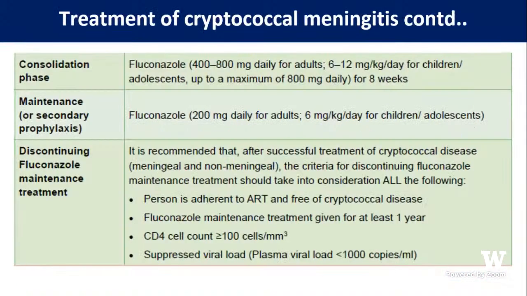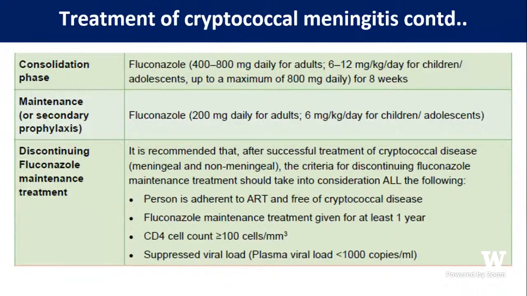This is followed by a consolidation phase. After 2 weeks of induction phase, you give fluconazole 400 to 800 milligram daily for adults. I'm going to restrict myself to adult dosing. The children and adolescent dosing is written and you can read it. Fluconazole 400 to 800 milligram per day for adults for 8 weeks. And then you maintain it with secondary prophylaxis of 200 milligram per day for adults.